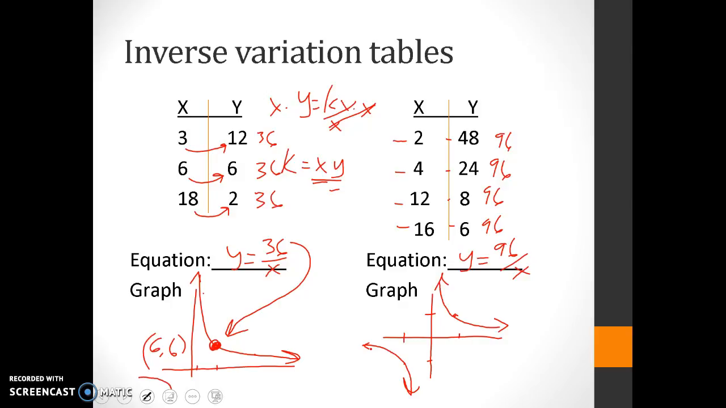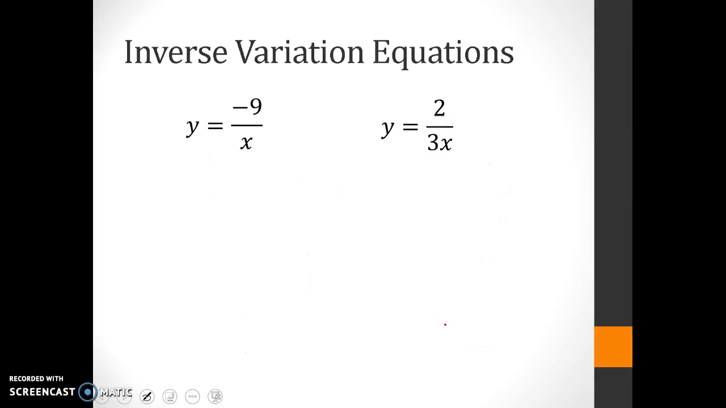And there are other points that we could graph in there as well. But notice that these graphs do not go through the origin. As one value goes up, the other value is going down. And so let's continue by looking at some more examples.